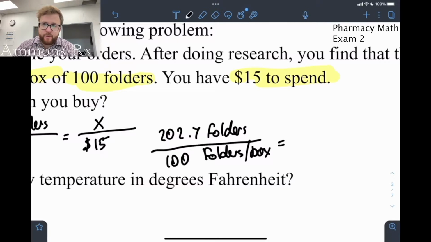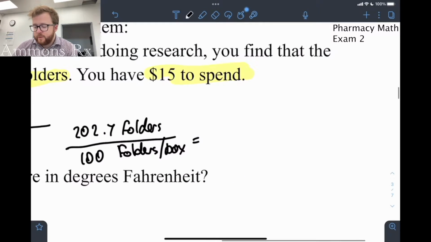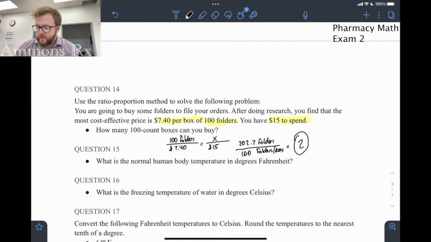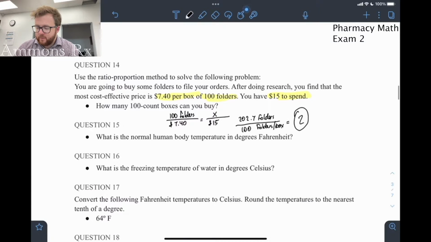And I can tell you by looking at it right now, I'm going to get 2 point something. But remember, if you get 2 point something, you have to round down because you can't get point something of a box. We don't like to break quantities. So that's going to be 2 boxes you can buy.